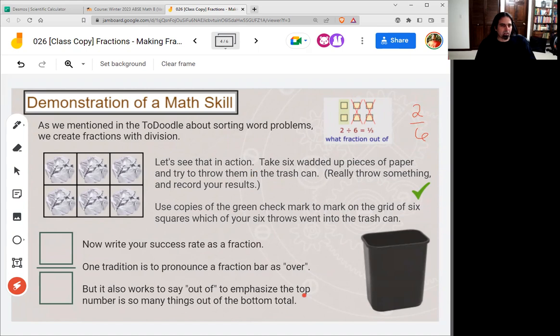So let's see this in action. Somebody who's pretty good with tossing things and has a trash can nearby, pick something up. It doesn't have to actually be wadded pieces of paper. And try throwing your thing into the trash can, put it far enough away you don't hit every time. And let's record how many of our objects made it into the trash can. Do I have somebody that can help me with that?